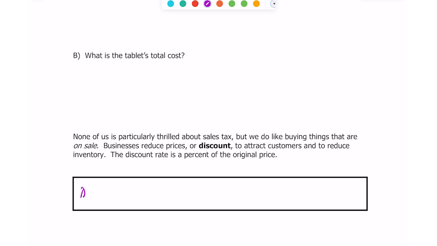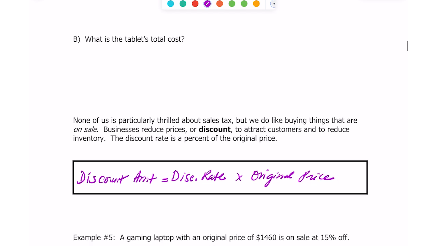Okay, so we're going to, again, tweak that formula, and we're going to find the discount amount, which is found the same way you find tax. It's a percentage of a base price. And this time we're calling it the discount rate. Remember, rate is percent. And we're going to multiply that by the original price of the item.